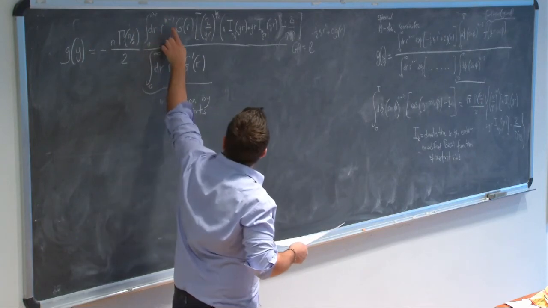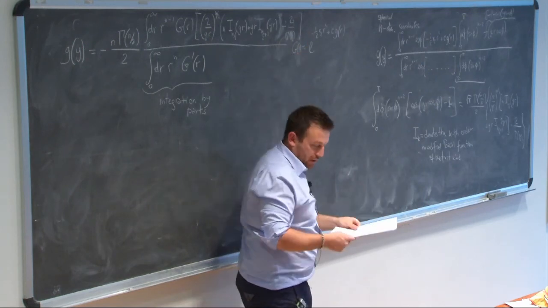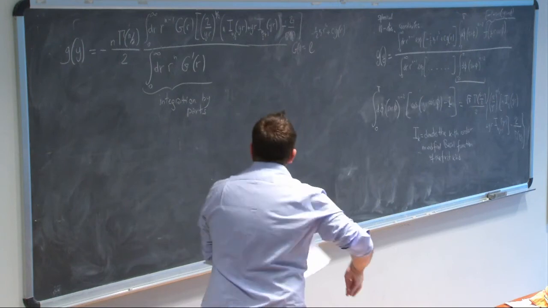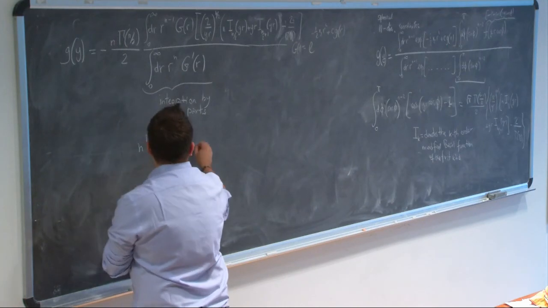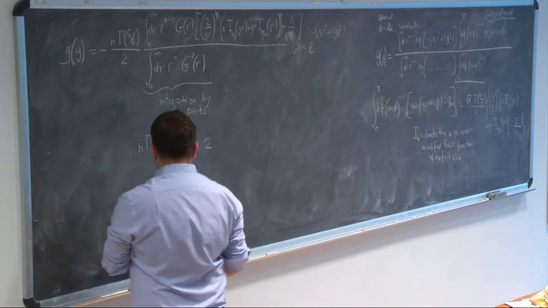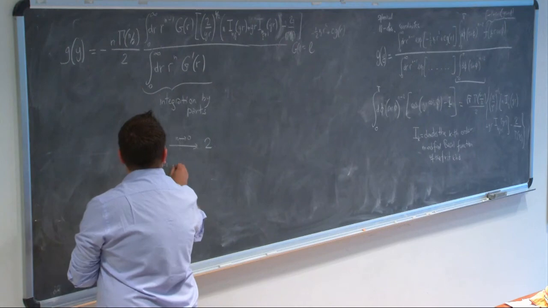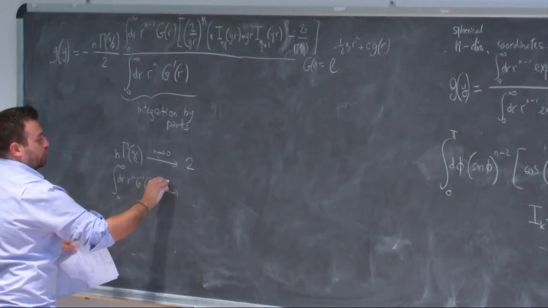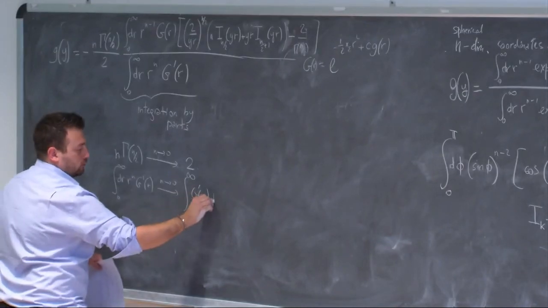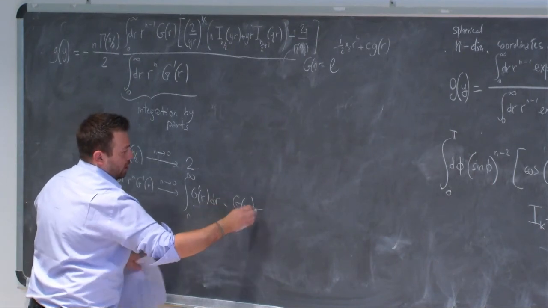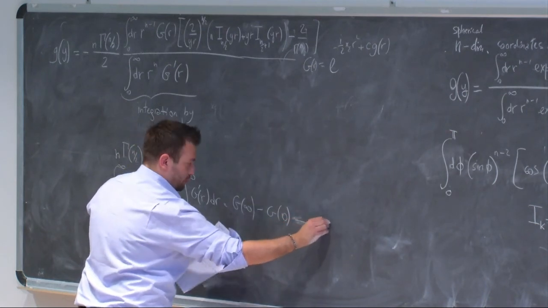And the good thing is that also this entire object here has a nice limit. It's a complicated limit, but you can get it. So n gamma n half in the limit n to 0 tends to 2. This integral in the limit n to 0 tends to a total derivative. So it is g of infinity minus g of 0. And this should go, if you look at the definition, to minus 1.